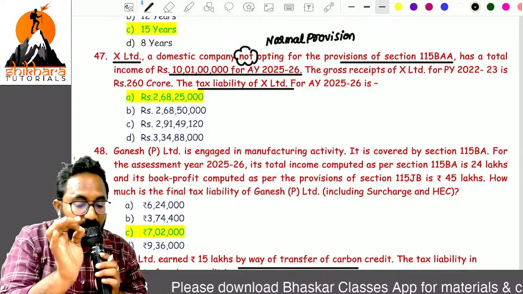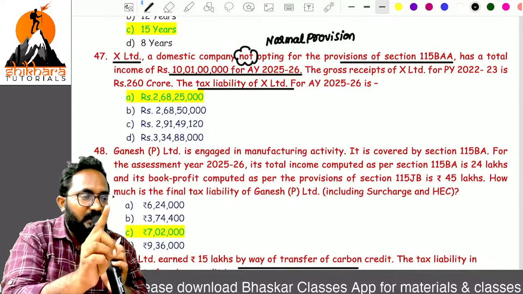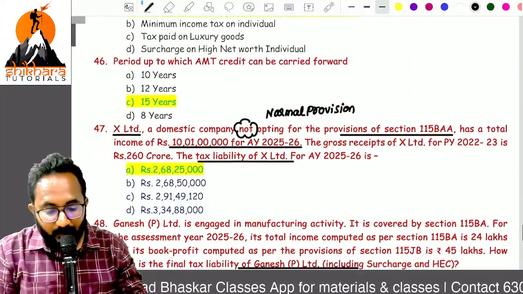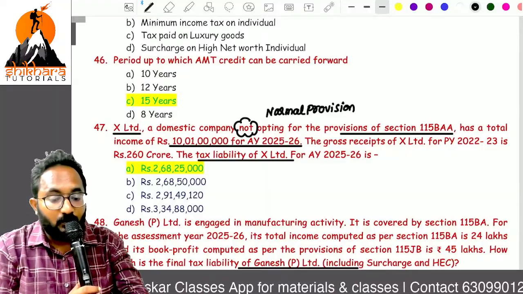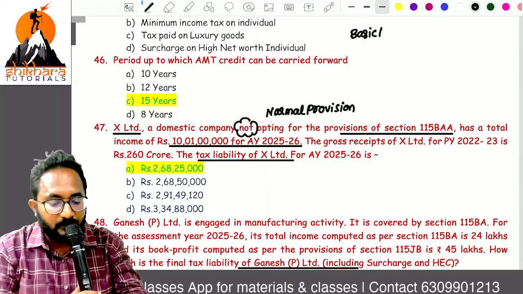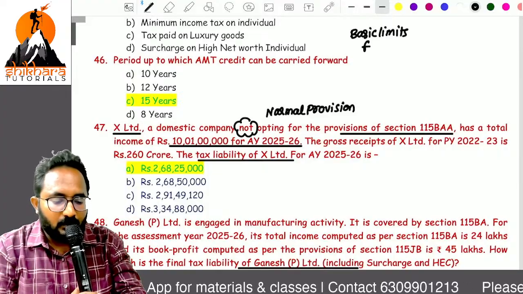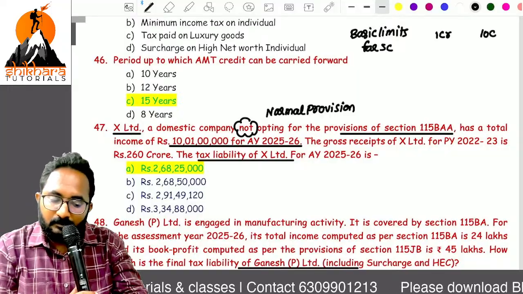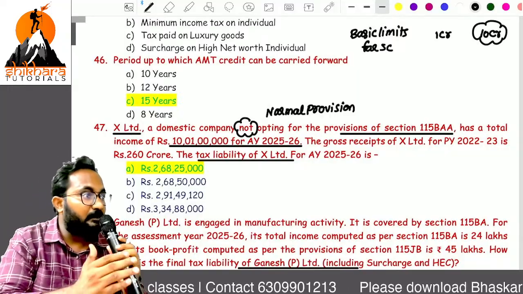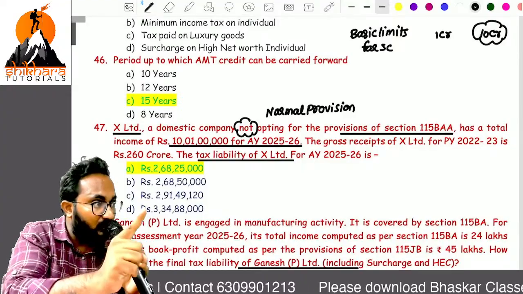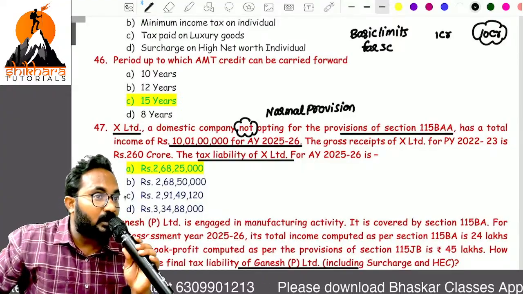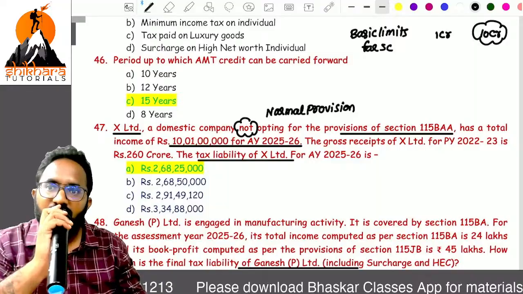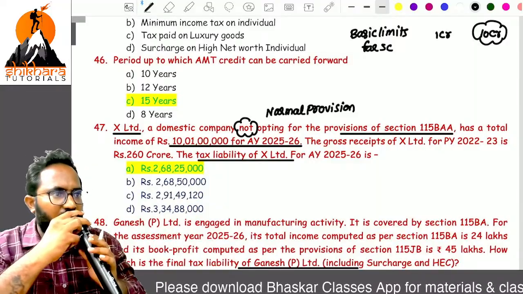If the total income is additionally 1 lakh, 2 lakh or 3 lakh more than the basic limit for surcharge. For a domestic company, what is the basic limit for surcharge? 1 crore. Here it is 10 crore, so definitely we have an additional 1 lakh only over the basic limit. So tax liability we have to compute using the marginal relief steps.